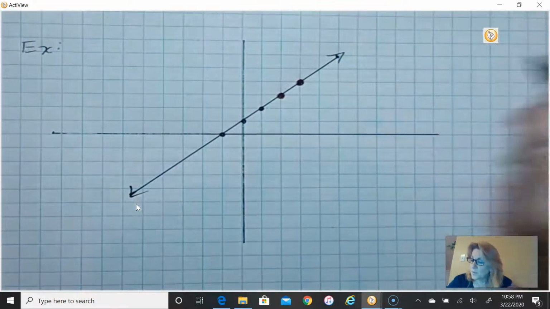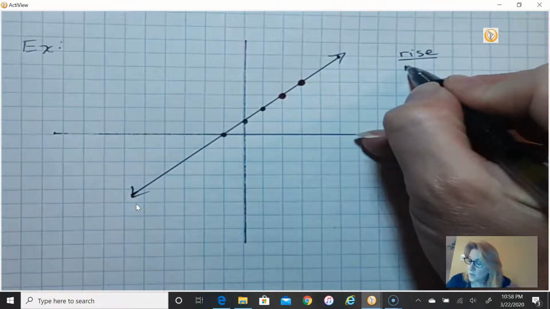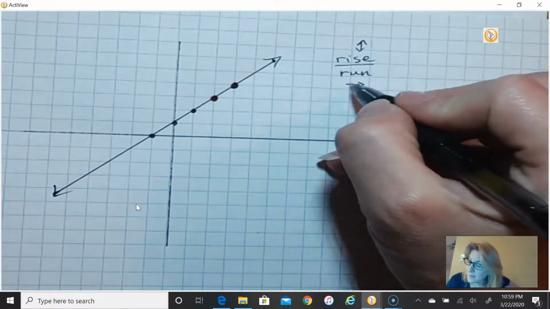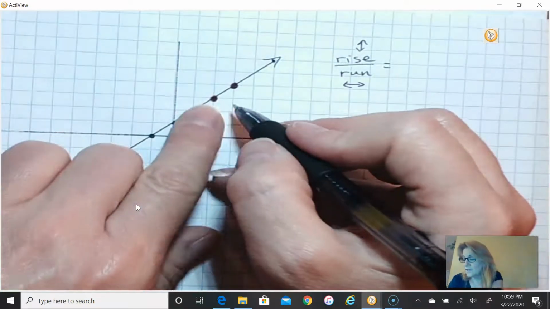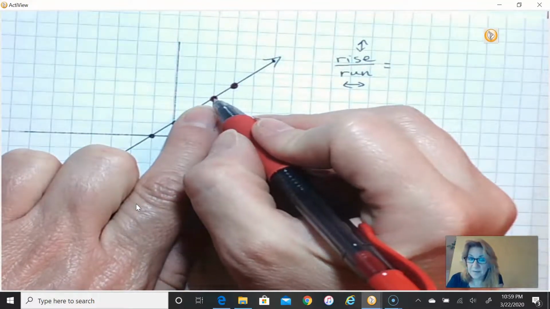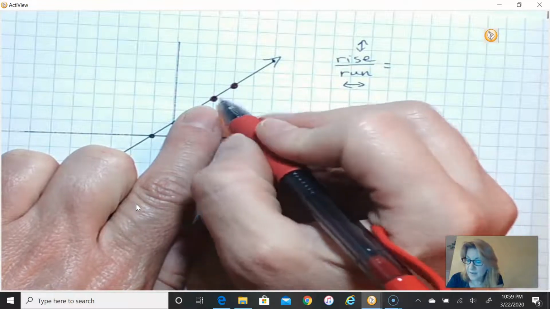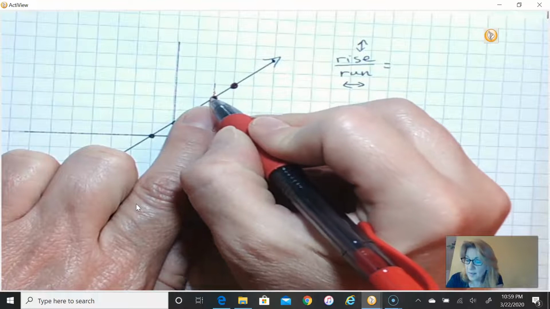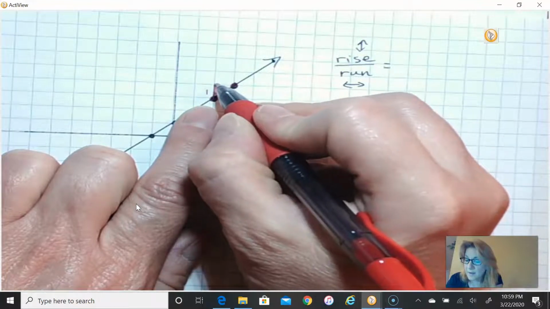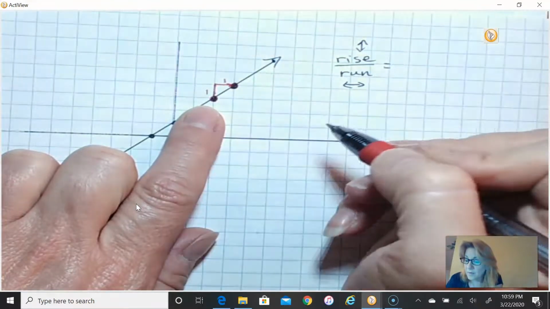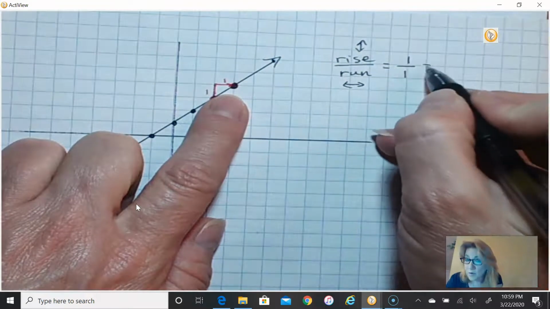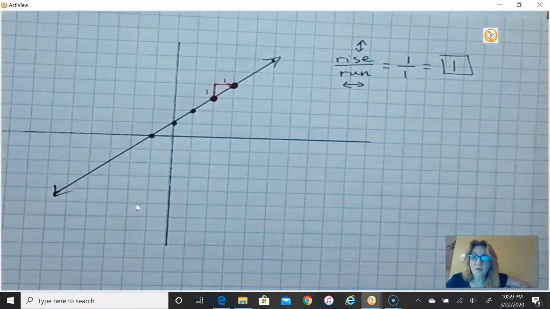Now, if you remember, the formula is rise over run. You go up and down first and side to side second. So let's start right here. To get from this dot to this dot, I have to go up. How many places did I go? I went up 1. And then I went this way, 1. So my rise is 1, my run going this way is 1. 1 over 1 is 1. So my slope is 1.